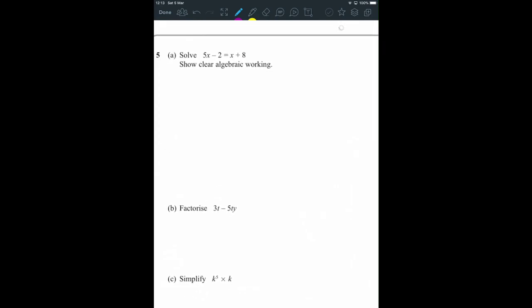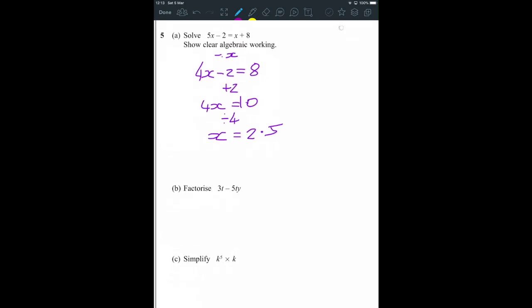Algebra. Solve an equation, show clear algebraic working. We want to get the x's on the same side, so I'm going to subtract x from both sides. It's 4x on the left and the x on the right is gone. Now we undo the layers. Let's get rid of the -2 by adding 2. And then get rid of the multiply by 4 by dividing by 4 to get our answer, 2.5. And remember the trick, if you sub that 2.5 back into the above equation and it works, you know you've got your answer right.